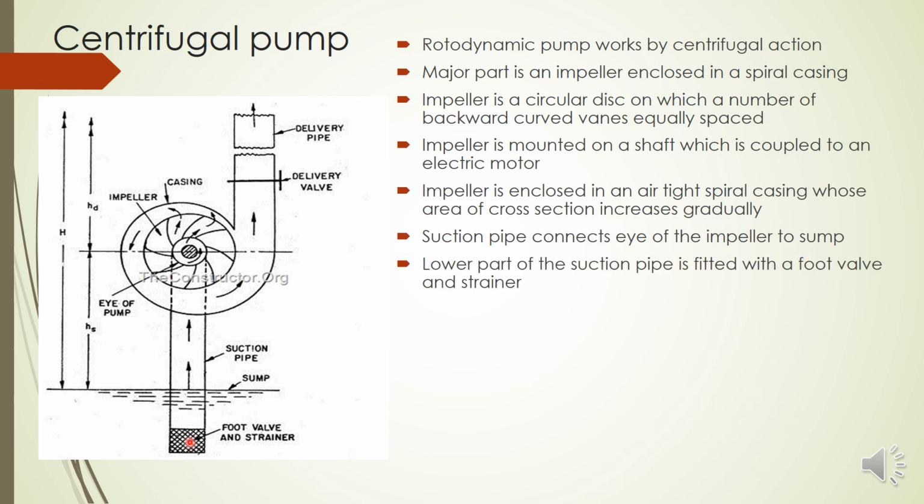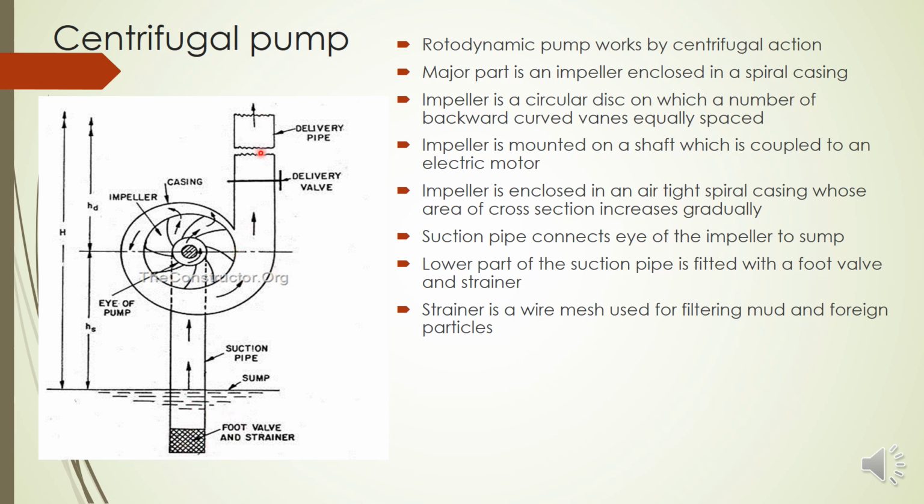Another thing is the suction valve is not here, just like in a reciprocating pump, but it is at the end. At the lower side we have a valve, and since this is at the bottom part, we call it the foot valve. So the lower part of the suction pipe is fitted with a foot valve, and some strainer we can attach. Strainer means a wire mesh, used for filtering mud and other foreign particles. So the strainer and foot valve come at the bottom of the suction pipe.